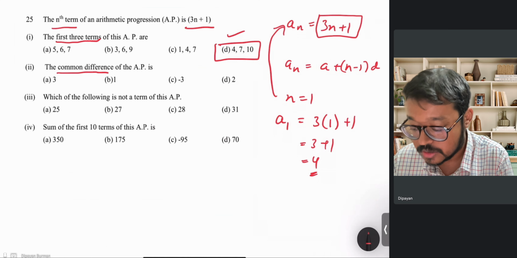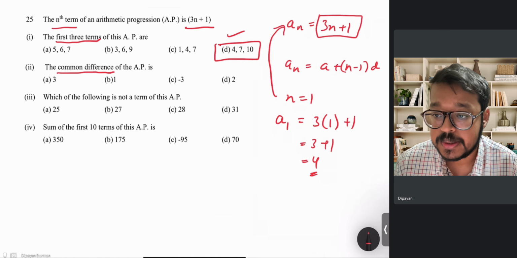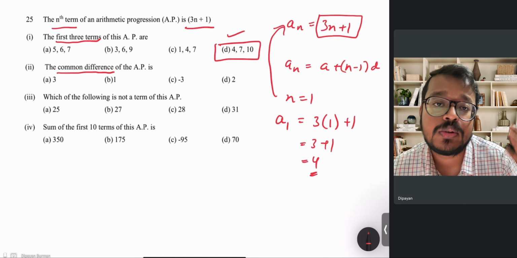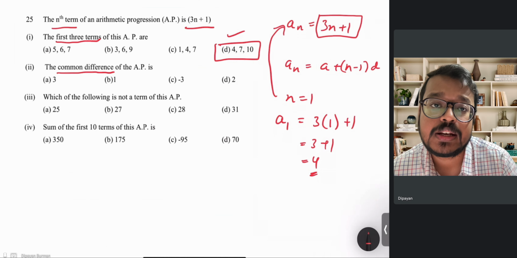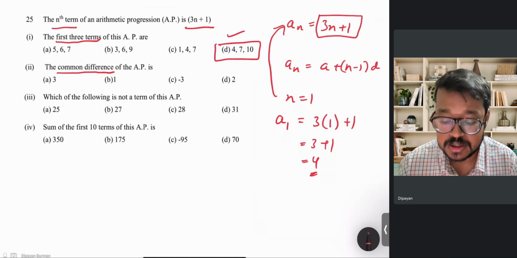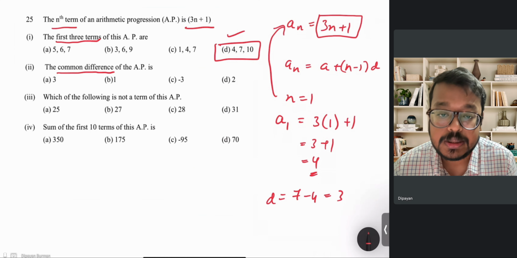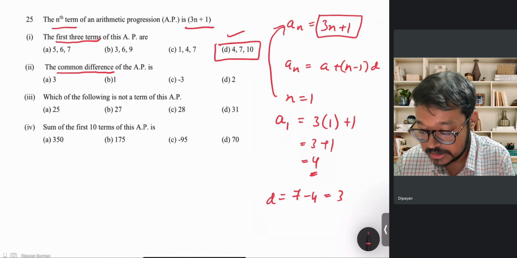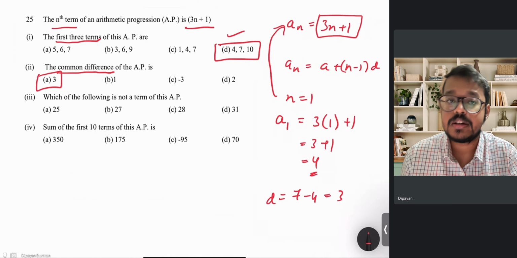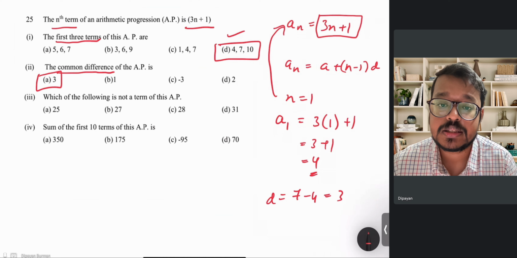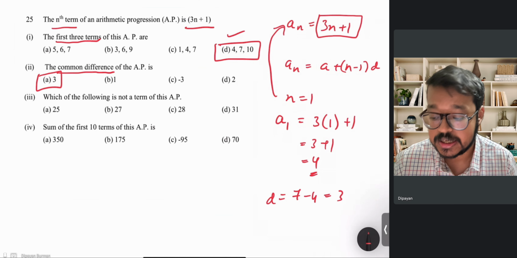Then they're asking us what is the common difference of the AP. Now since I already know the first three terms of the AP, if I take the second minus the first number, that is 7 minus 4, and that is 3, this will be the common difference. So the difference is 3. Even the third minus the second, 10 minus 7, is the same, it is 3.